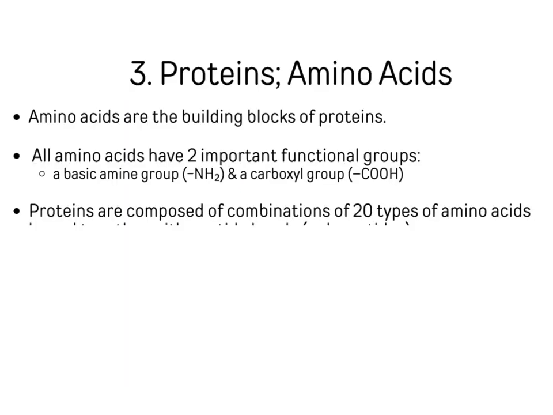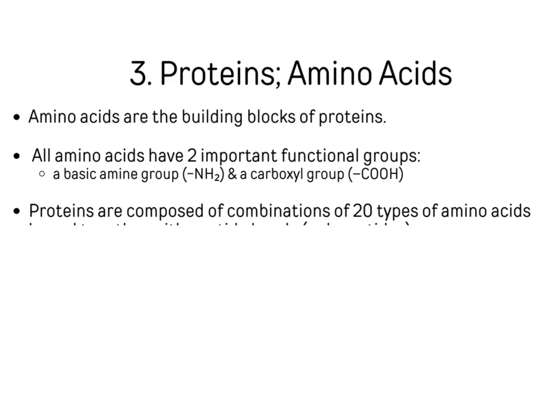Next, we're going to look at proteins. Proteins are an organic biological molecule made up of amino acids. So the monomer of proteins are amino acids. All amino acids have a central carbon and then two attached functional groups, one a basic amine group and the other a carboxyl acid group.